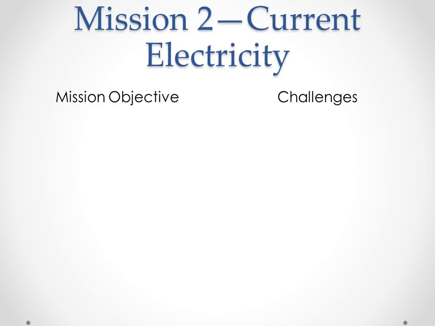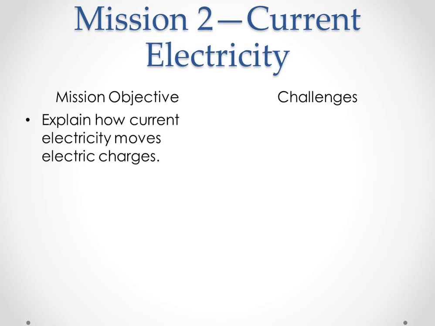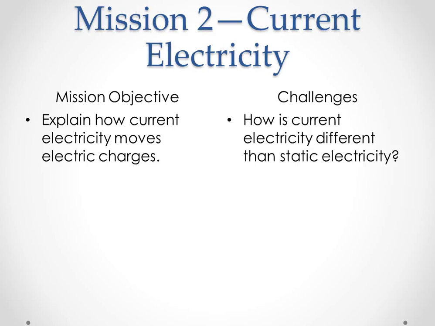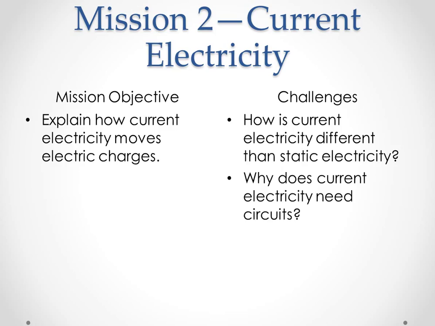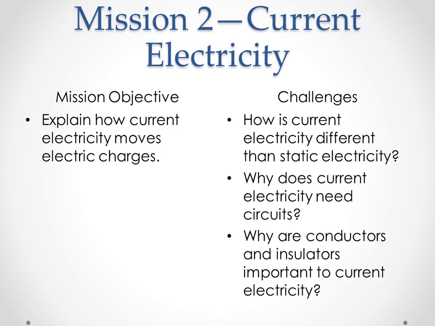This mission is on current electricity. Our mission objective is to explain how current electricity moves electric charges. Our challenge questions: how is current electricity different than static electricity that we learned about last mission? Why does current electricity need circuits? And why are conductors and insulators important to current electricity?